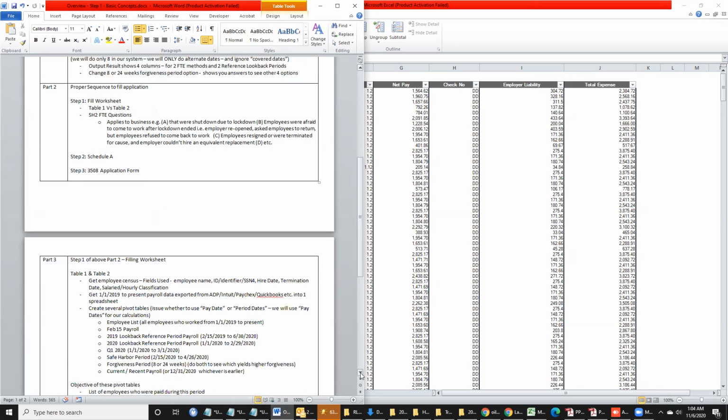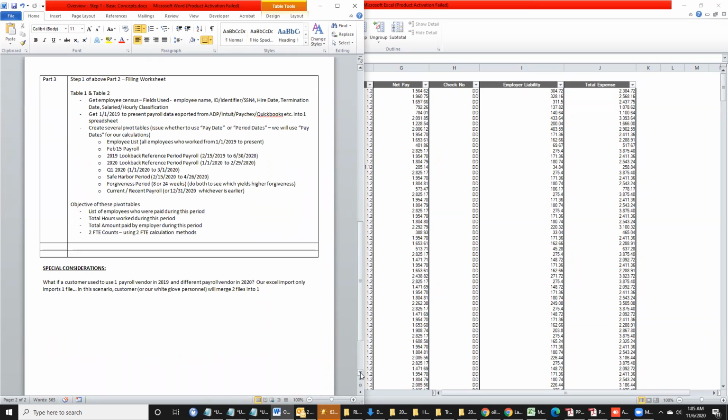So we just jump to part three, where a customer has downloaded two payroll reports from their payroll system. One would be an employee census report, and the data we are really looking for is the employee name, their identification ID, their hire date, their termination date, and whether they're salaried or hourly classification. Not all payroll vendors provide this information. Most payroll vendors do provide the other fields. This last one, some do, some don't.